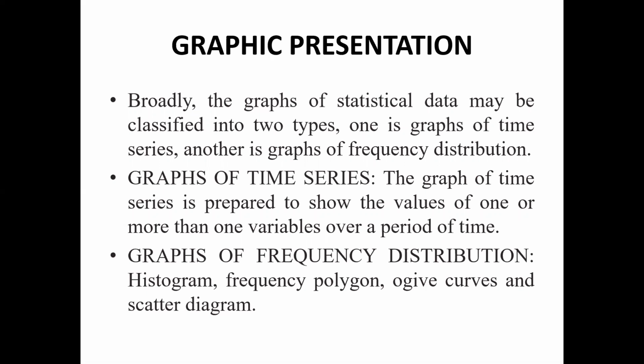The graph of time series is prepared to show the values of one or more than one variable over a period of time. So a bar diagram is an example of graphs of time series. And graphs of frequency distribution, which take help of frequency distribution, are histogram, frequency polygon, ogives, and scatter. So you can get an example question like which of the following graphs belongs to the frequency distribution graphs? You have histogram, frequency polygon, ogives. Similarly, you can get a question on time series graphs. Which one of the following is a time series graph? Bar diagram is an example of a time series graph.